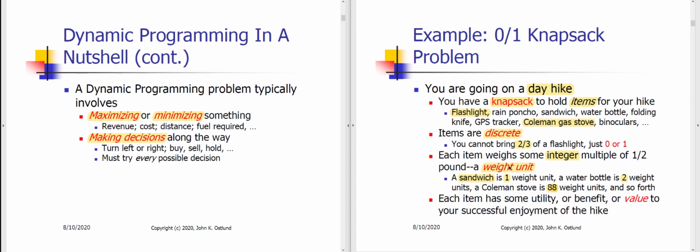In addition to having some weight that you have to carry, each item also has some value or some utility or benefit to you during your hike. Okay, so we're not going to be carrying this stuff around just for the heck of it. We want to carry a sandwich and a water bottle and a flashlight because they have some value to us. Now, unfortunately, we can't carry every conceivable thing. One of the whole big deals with going on hikes or going camping is figuring out what not to bring.